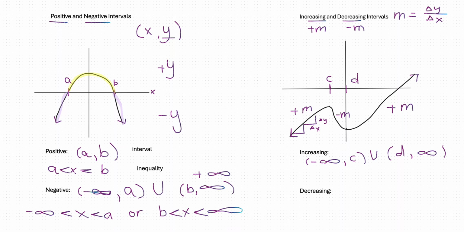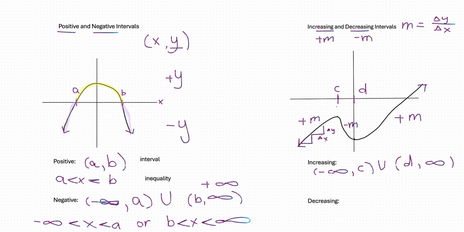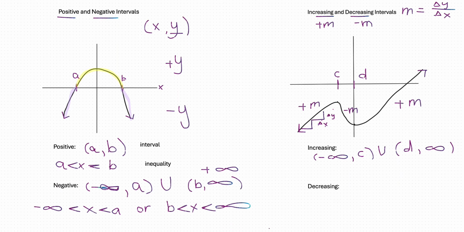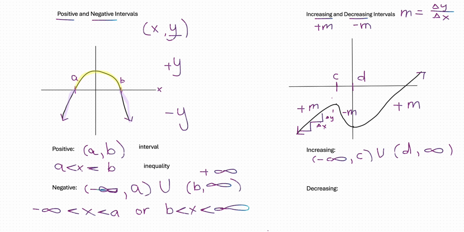And of course, I use an open bracket or parentheses whenever I'm denoting the infinity sign because you can never reach that number. And when we're reaching c and d, a similar case as we had in the positive and negative intervals, c and d is where the slopes are equal to 0. And when the slope is equal to 0, the slope is neither positive nor negative. Therefore, it is neither increasing nor decreasing, which is why we denote it with an open parenthesis.